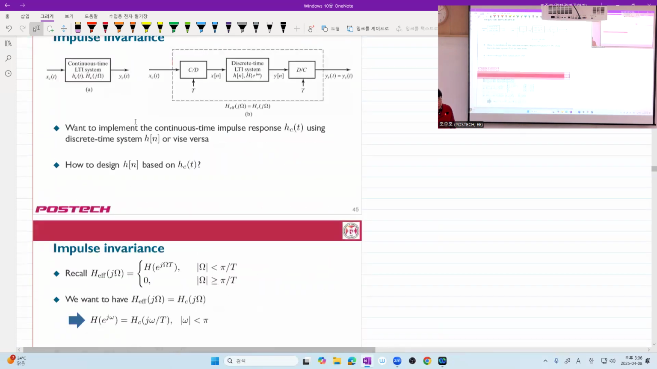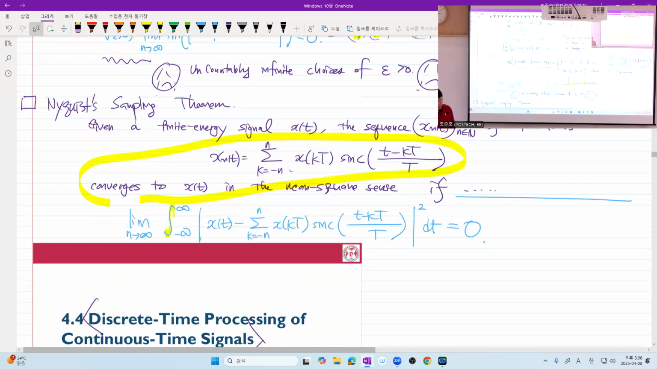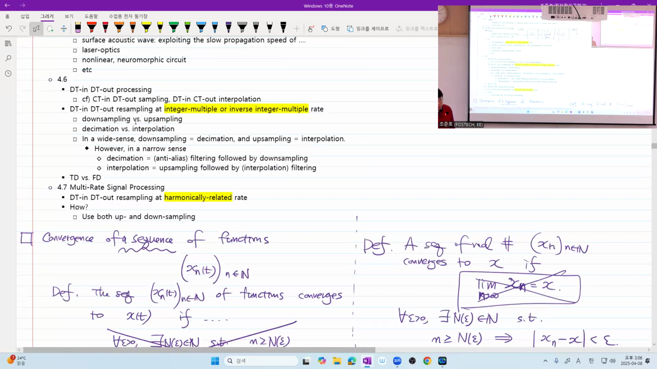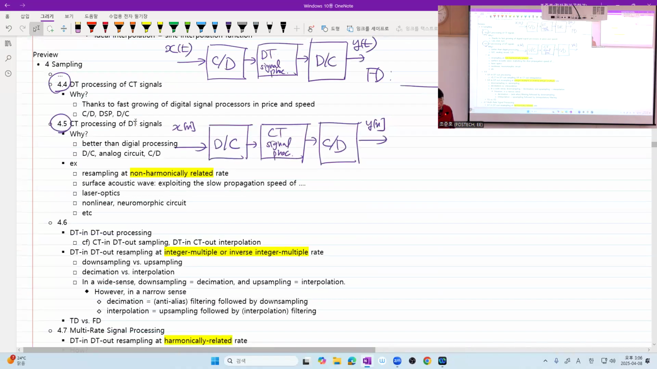But let me tell you some other cases. Yeah, so resampling at non-harmonically related rates. What does that mean? So actually, the textbook says this one. So it's like this. Suppose this original signal was a sampled version with rate t. Got it?